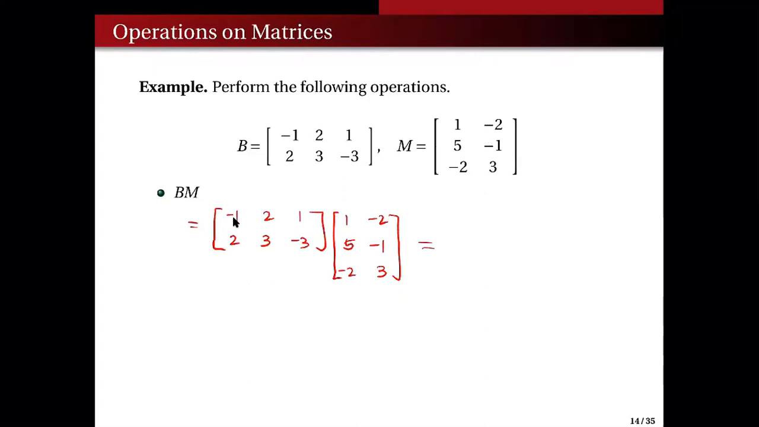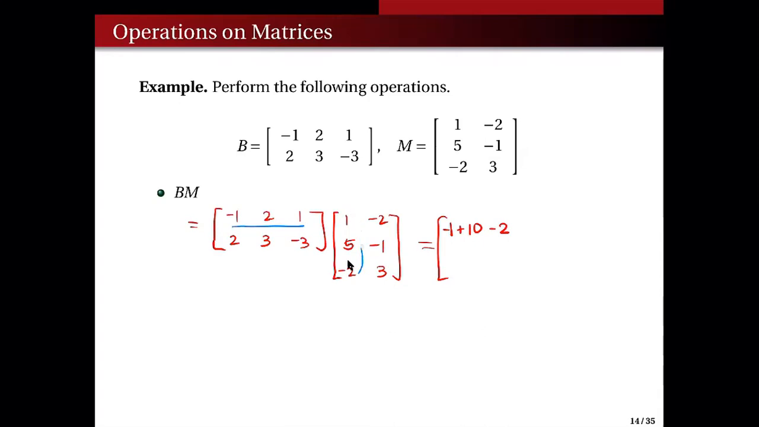So what is this? This guy here being multiplied to this. Okay? So we have here negative 1 times 1. I'll write the product already. That's negative 1. 2 times 5, that's 10, so plus 10. 1 times negative 2, that's minus 2. Okay? So first row, first column.